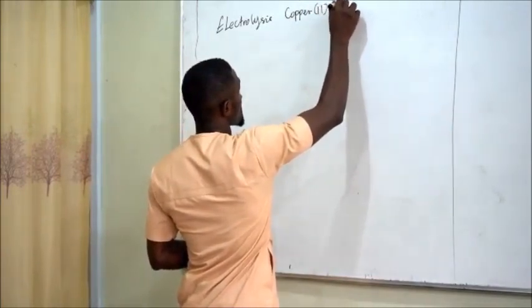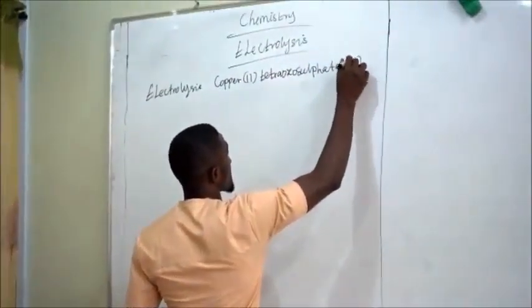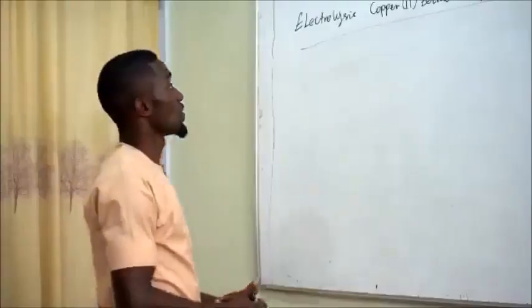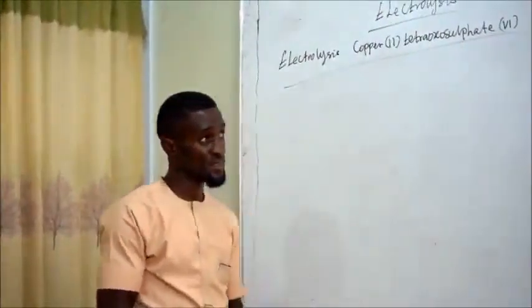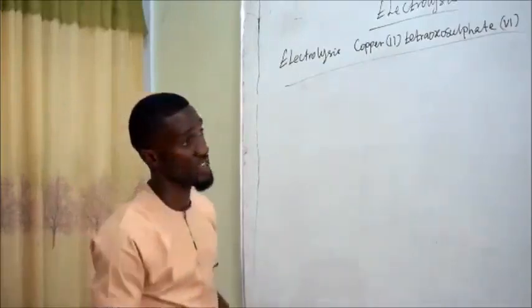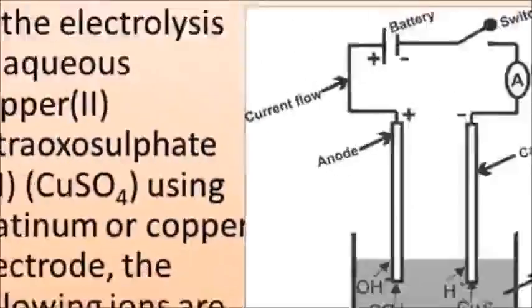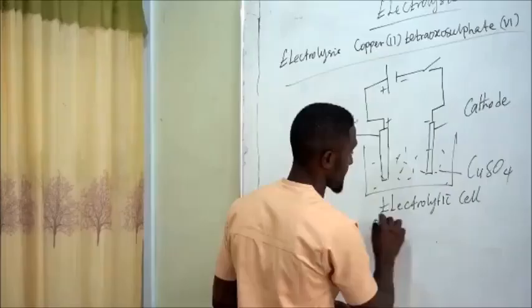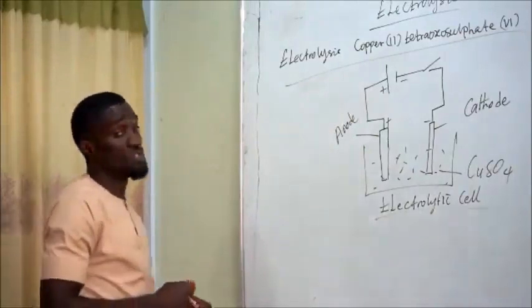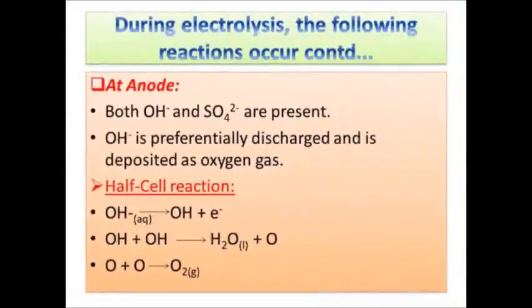So, let's begin with electrolysis of copper(II) tetraoxosulfate(VI). In the electrolysis of copper(II) tetraoxosulfate(VI), we have the following electrolytic diagram. So this is the electrolytic cell. Now, what happens during the electrolysis? We have the anode, we have the cathode.